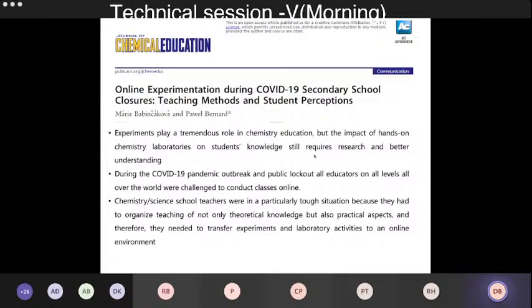There is secondary education, K-12, which is higher secondary in colleges everywhere in India. The paper is titled online experimentation during COVID-19 secondary school closures. They have proposed some methodology and student perception. This is specially for teachers, whoever is present here, not for students, who may get bored with these things, but I specifically put it in because it's a workshop for teachers plus students. That's why I'm putting it together.